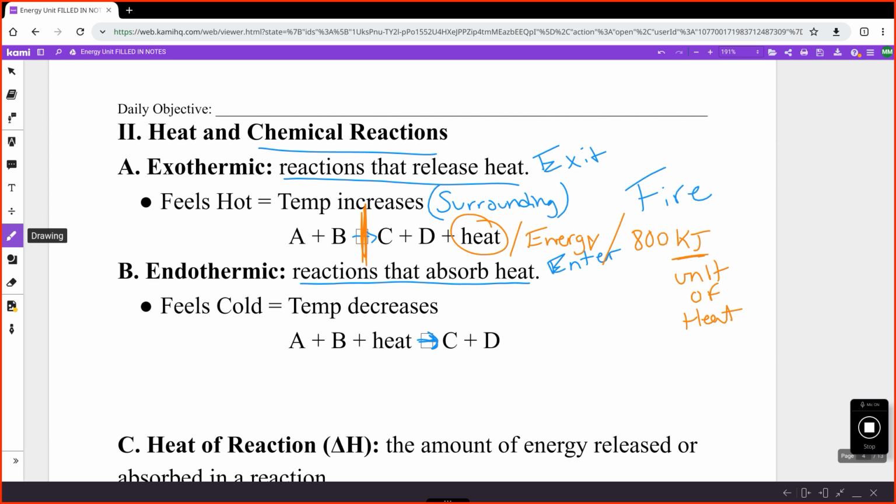An endothermic reaction is a reaction that absorbs heat. So the reaction itself is going to take all the heat in, which in turn would be taking all the heat away from the surroundings. Right? So the temperature of the surroundings would be decreasing. These things feel cold because they're just sucking in all of the heat.